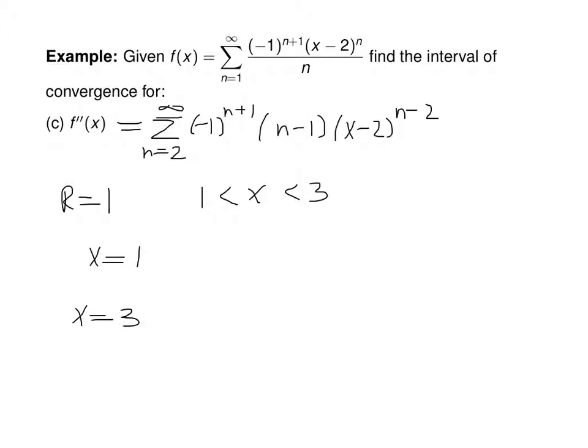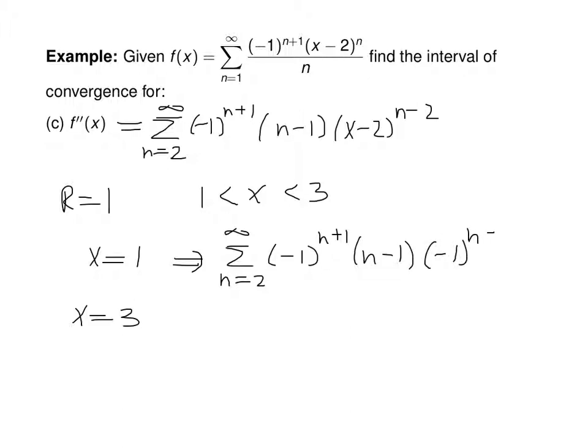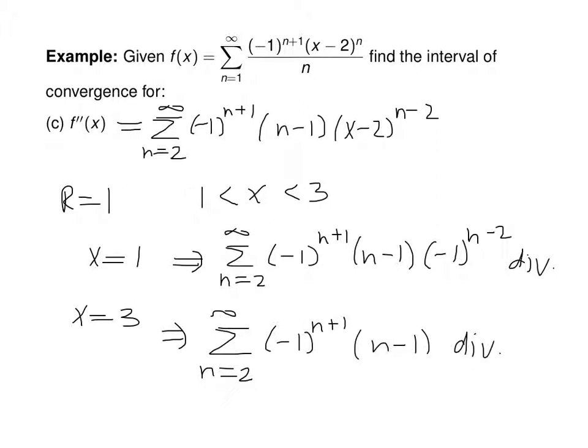If you input 1 for x into this series, that gives us the sum from n equals 2 to infinity, (-1)^(n+1), n minus 1, and then (-1)^(n-2). That will diverge because the terms are not going to go to 0. And when you input x equals 3, you have a sum from n equals 2 to infinity, (-1)^(n+1) multiplied by n minus 1, which will also diverge as the limit of the terms does not go to 0. So in this one, the interval of convergence is the same as the first derivative. It's from 1 to 3.